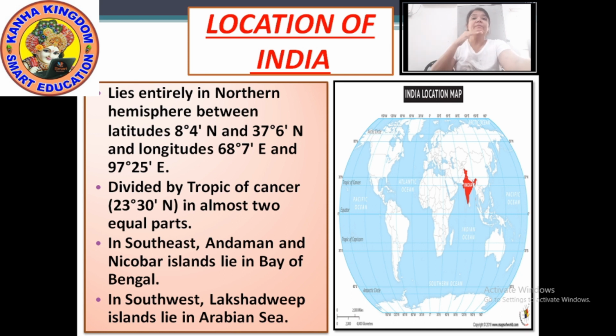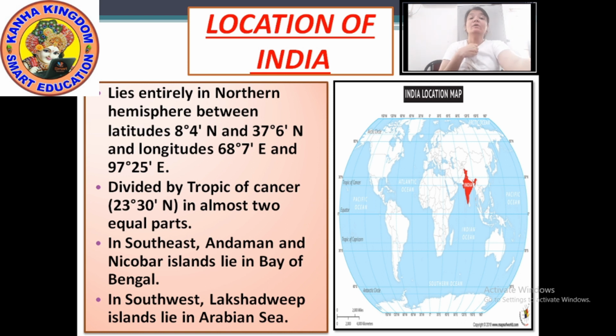Now on the earth, there are many lines, from which one is the Tropic of Cancer. Now this Tropic of Cancer is located on 23 degree 30 north, and it passes through India. Now this Tropic of Cancer passes through India and divides our country. So the Tropic of Cancer divides India almost into two equal halves.